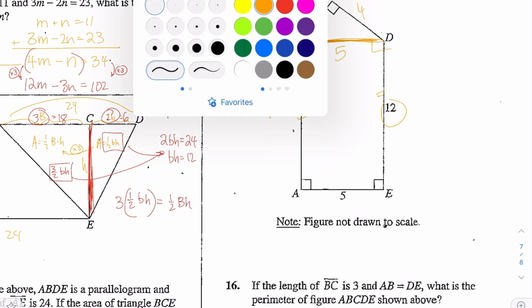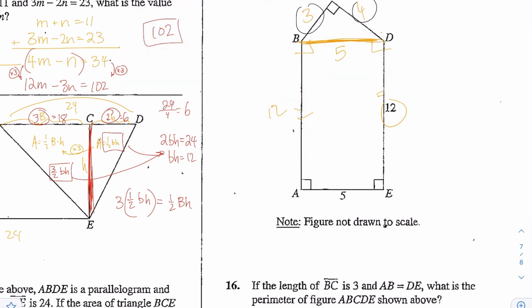So to get the perimeter, you have 3 plus 4, which is 7, plus 12 and 12, which is 24, plus another 5. All right, so 7 plus 24 is 31, plus 5 is 36. So you get a perimeter of 36.